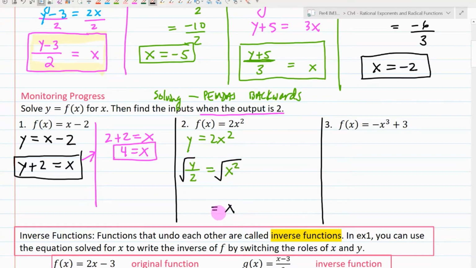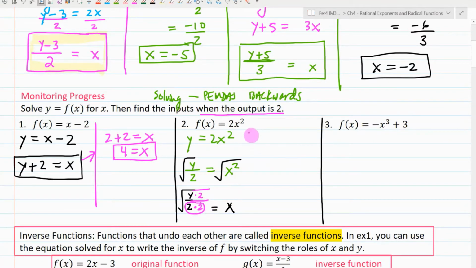Now, here's the deal on this. We have the square root of y over 2. You're not really supposed to leave a radical in the denominator, so we need to fix this. In order to fix this, we need to make the bottom a perfect square. So we're going to multiply top and bottom by 2 so we can get this out of here.